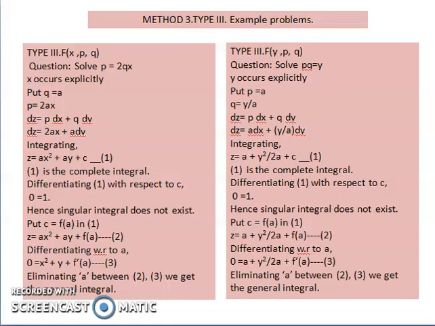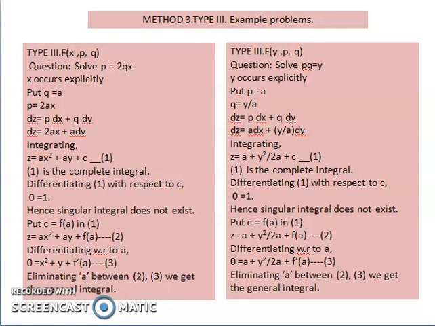So to illustrate problems which contain y explicitly, we'll solve pq is equal to y. So y occurs explicitly, so we'll put p is equal to a. So the value of q is equal to y by a, and we'll substitute the values p is equal to a and q is equal to y by a in dz equal to p dx plus q dy.